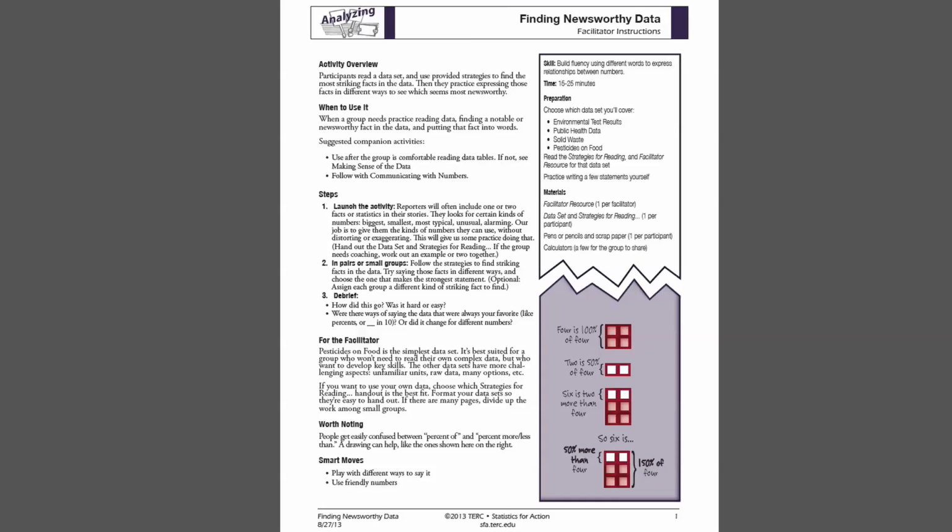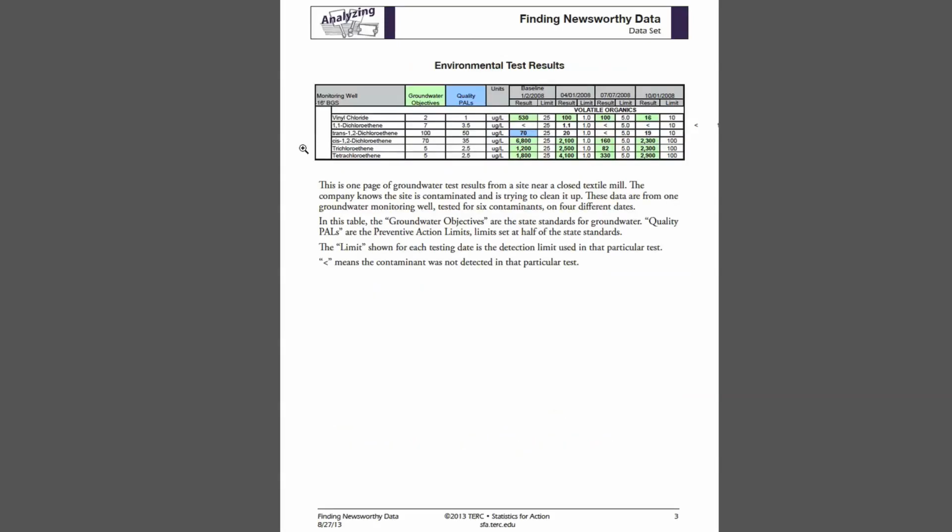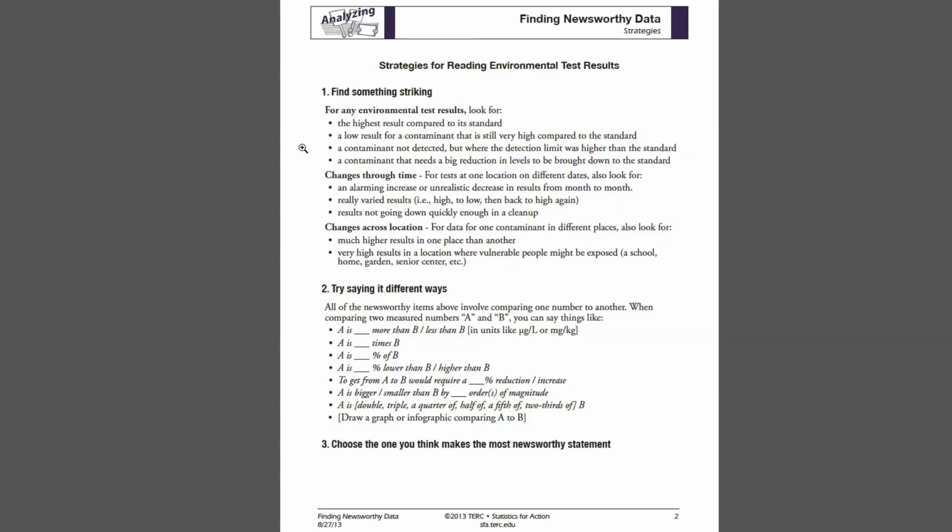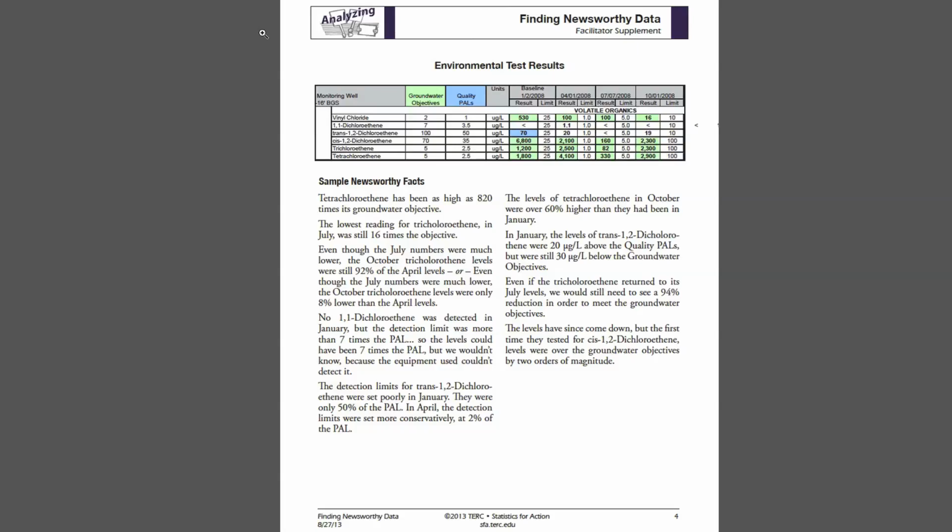So let's take a look at the activity itself. Like many of our activities, you give out a data set to the pairs or small groups, and you ask them to apply a set of strategies to that data set. In this case, there's a list of potentially newsworthy things they can look for in the data. If your group is struggling, we also provide some examples you can use to stimulate conversation. But if they can guess and come up with their own ideas first, they'll be more likely to remember how to do it on their own.